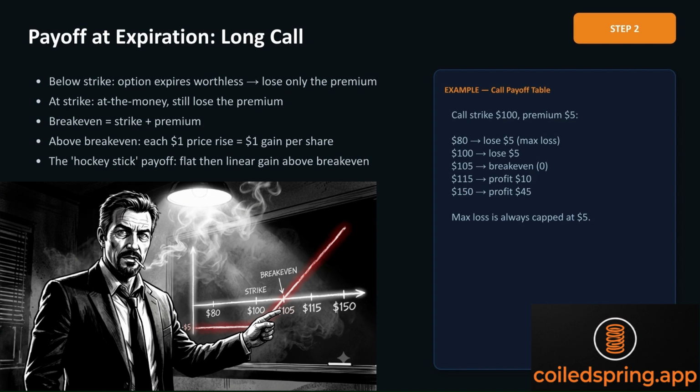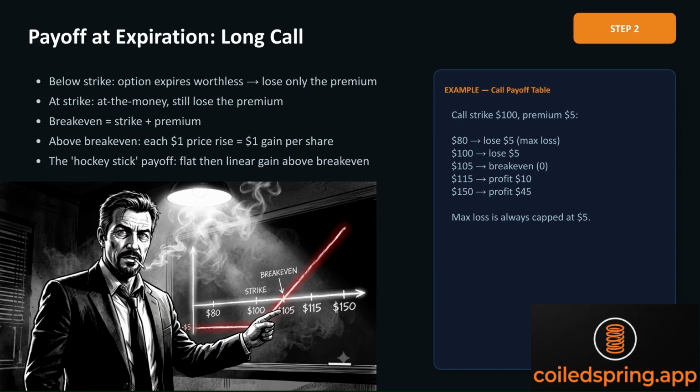We've talked about what options are and how they work. Now, let's make it concrete with numbers. We're going to look at exactly what happens to a call option at expiration, dollar by dollar, so you can see the payoff structure clearly in your head. And yes, as you'll notice, this slide is the perfect candidate for a payoff chart. We'll add that visual shortly. But for now, let's walk through the numbers and build the picture in your mind first.